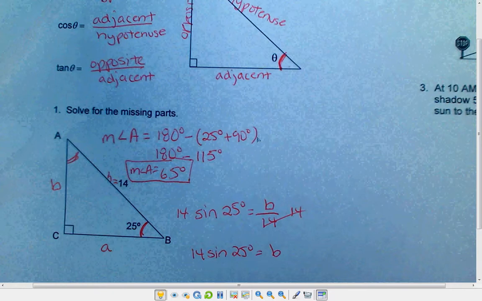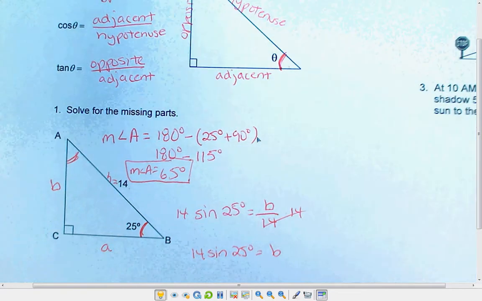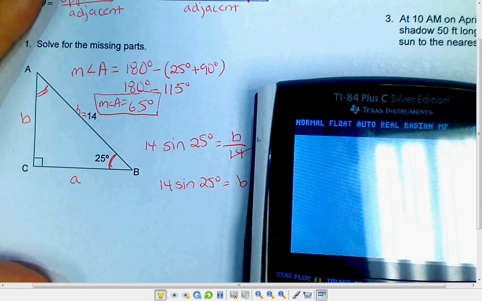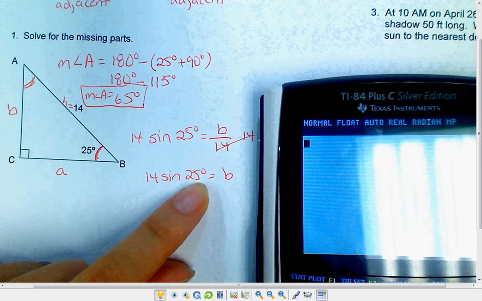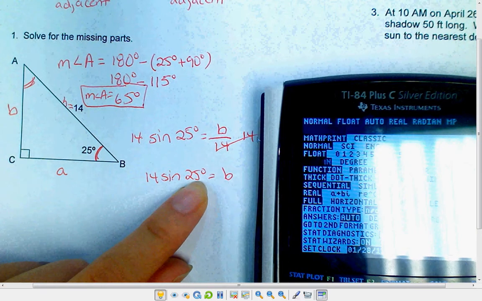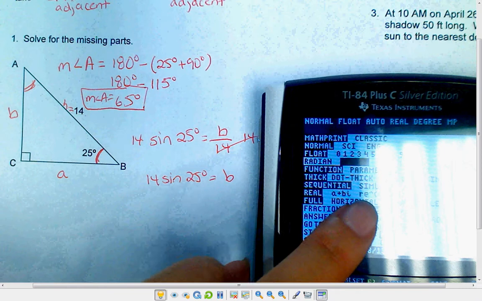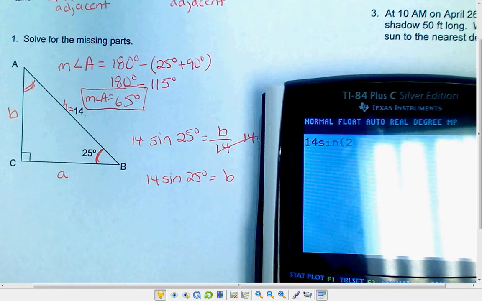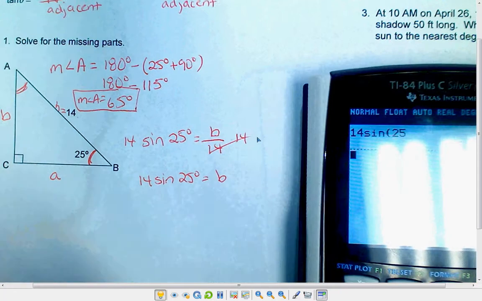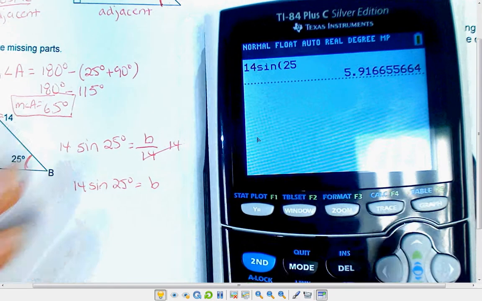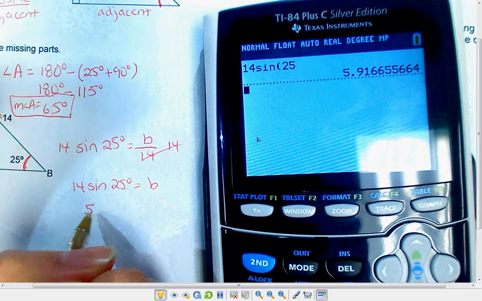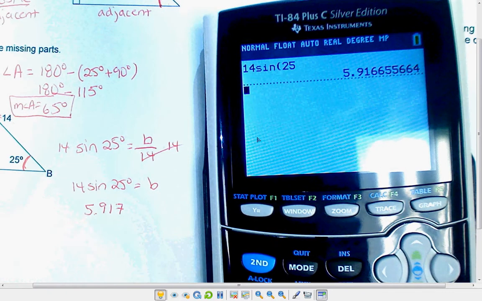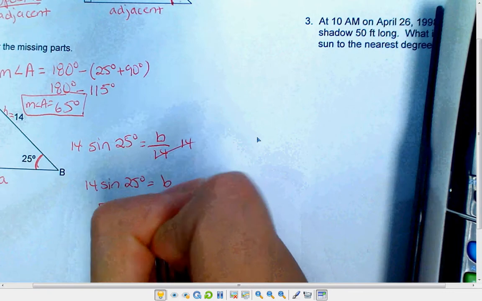So now to find this, I just need to put this into my calculator. I want to make sure that I am in degrees mode, because it's 25 degrees. So I'm going to go to mode, change my mode to degrees, second quit, and then do 14 sine of 25. And this gives me 5.91, and I'm going to round to the third decimal point, so 5.917. And this is my B value.